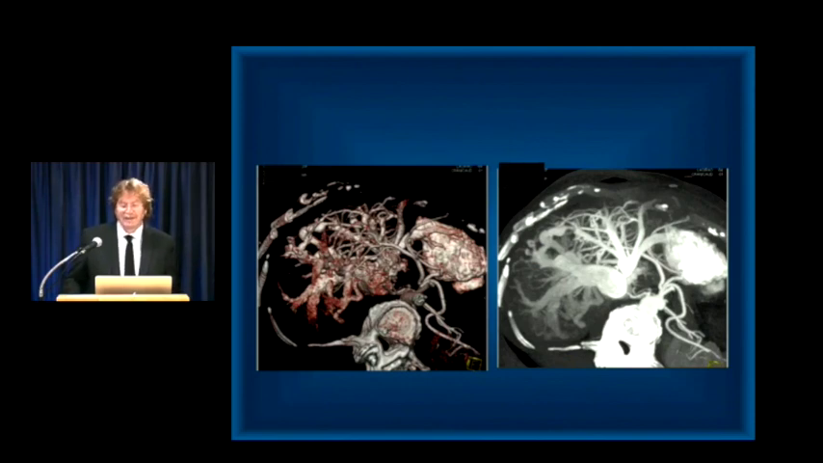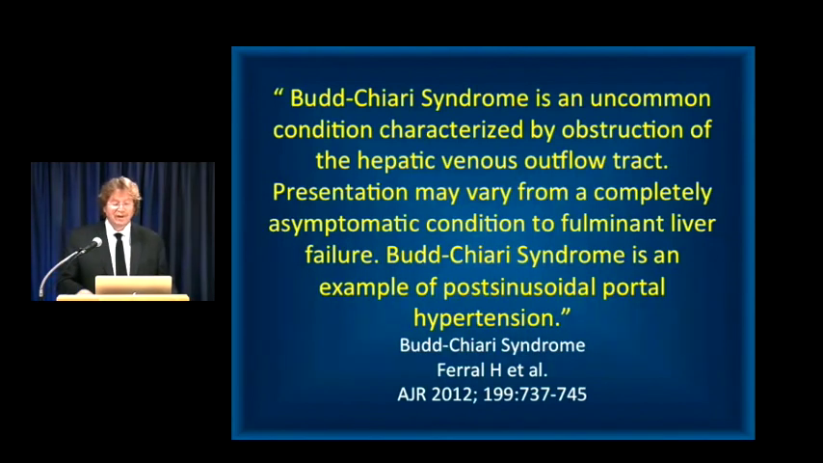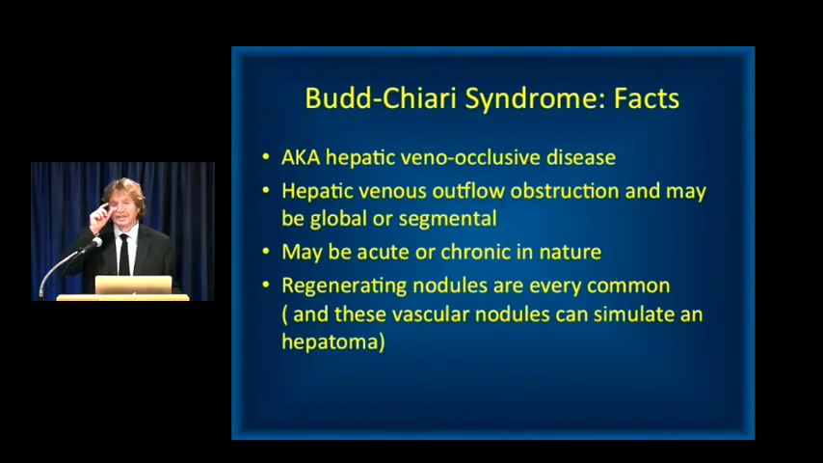Now, when you speak about liver disease, there are a number of different entities that come to mind. One is Budd-Chiari. It's an uncommon condition characterized by obstruction of the hepatic venous outflow tract. The presentation is variable from a symptomatic condition and incidental finding to fulminant liver failure. It is an example of post-sinusoidal portal hypertension. So what things do we see?